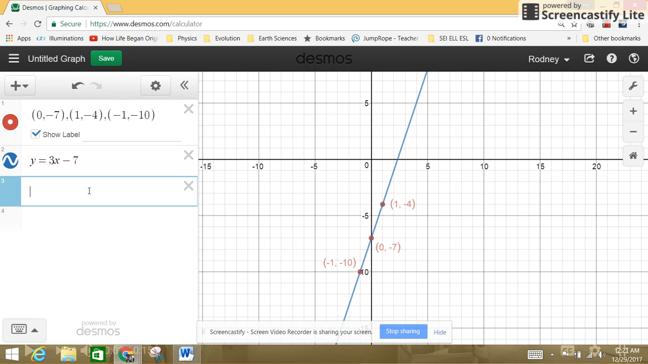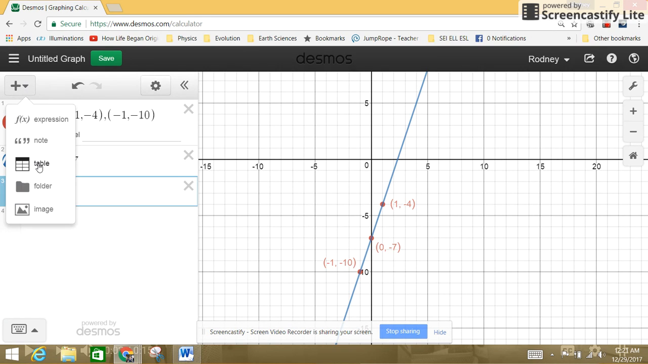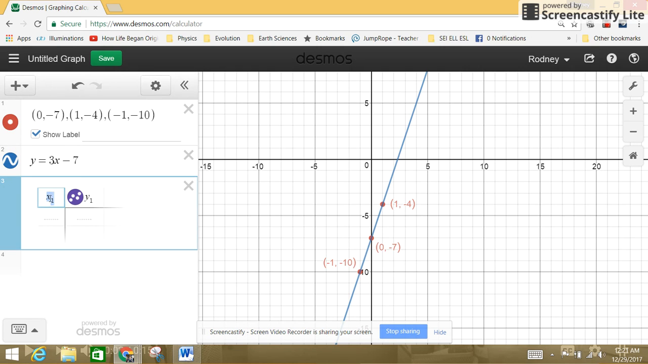And this will work for pretty much any equation. So we know we have an output of y, which follows the rule 3 times whatever x is, minus 7. So we can actually set up a table here. Now the table is going to auto-calculate this for me. All I'm doing is setting up x as some number, and then over here is going to be y, which is just 3x minus 7.